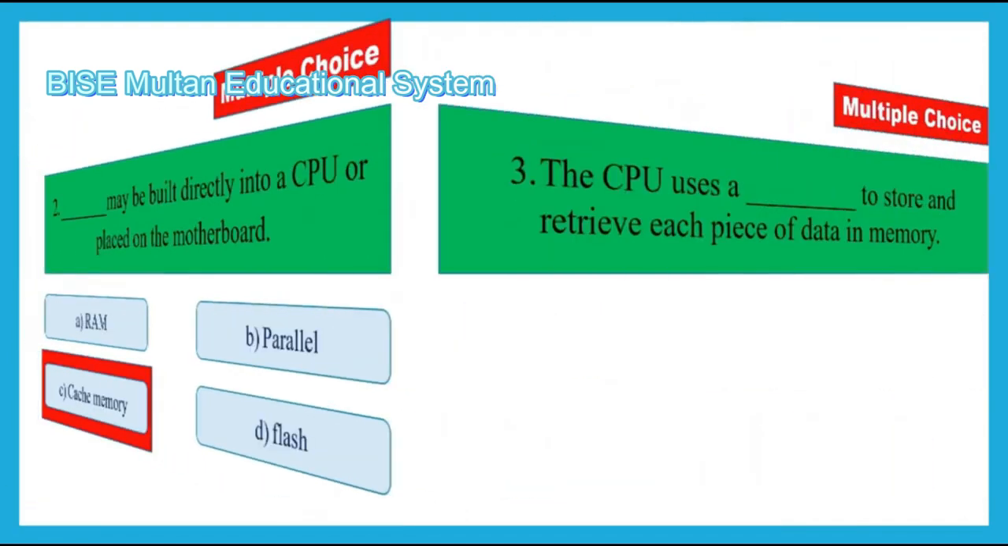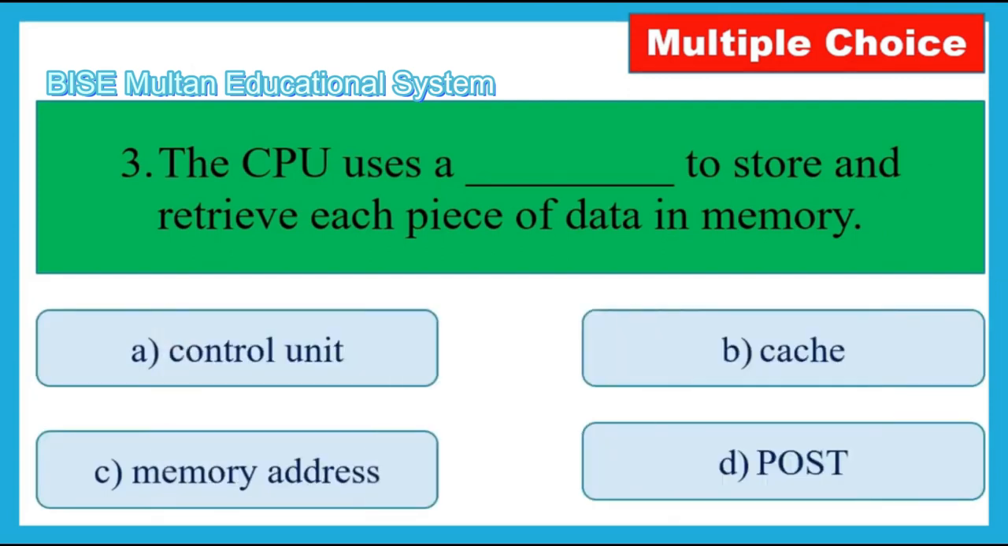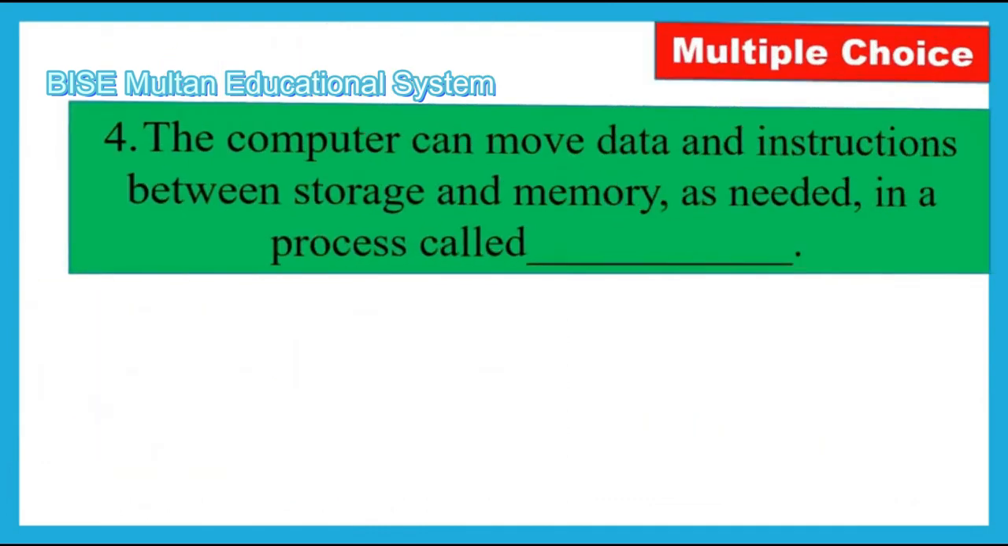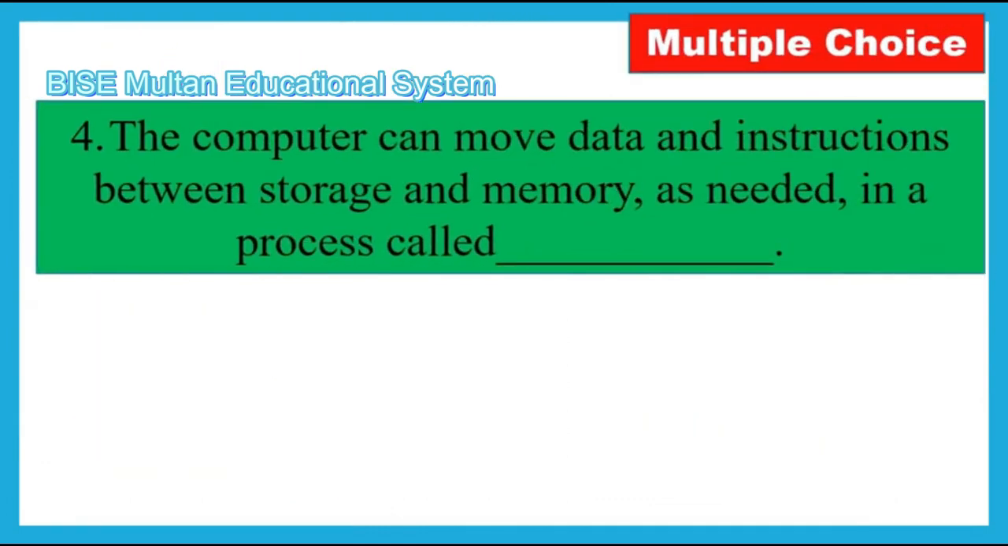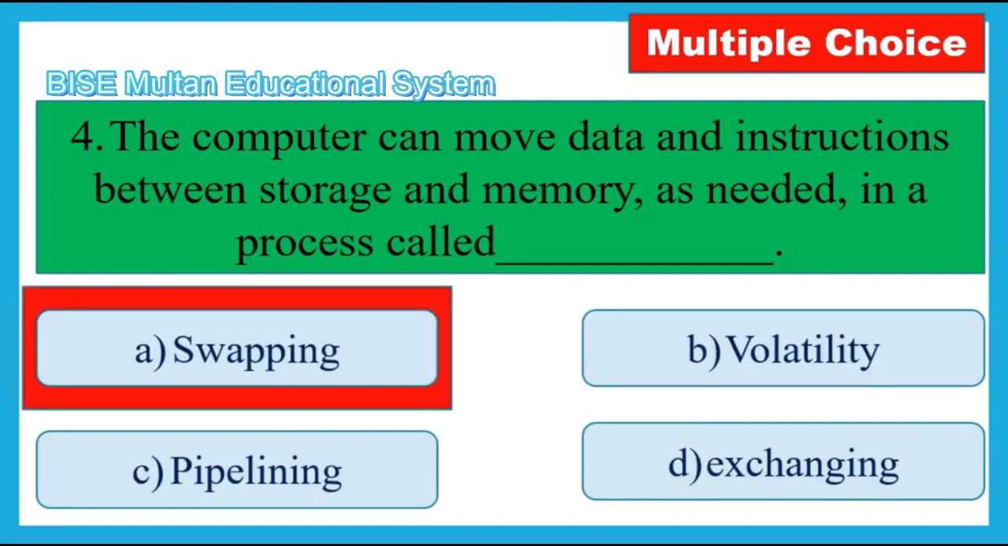Question number 3: The CPU uses a dash to store and retrieve each piece of data in memory. The answer is memory address. Question number 4: The computer can move data and instructions between storage and memory as needed in a process called dash. The answer is swapping.